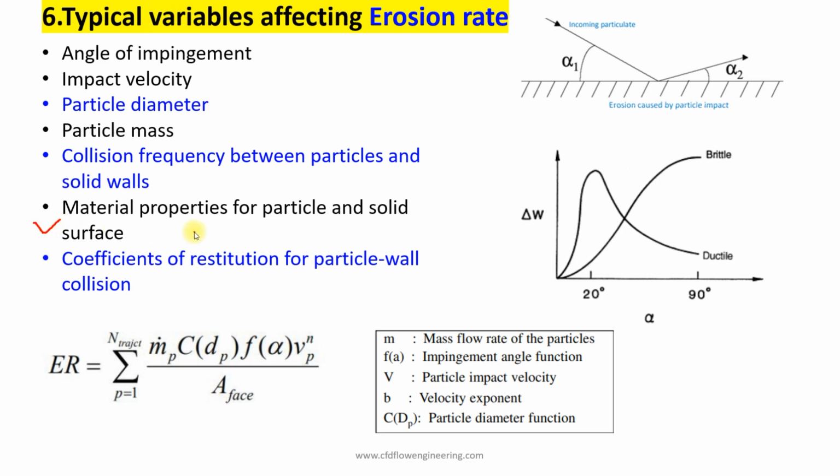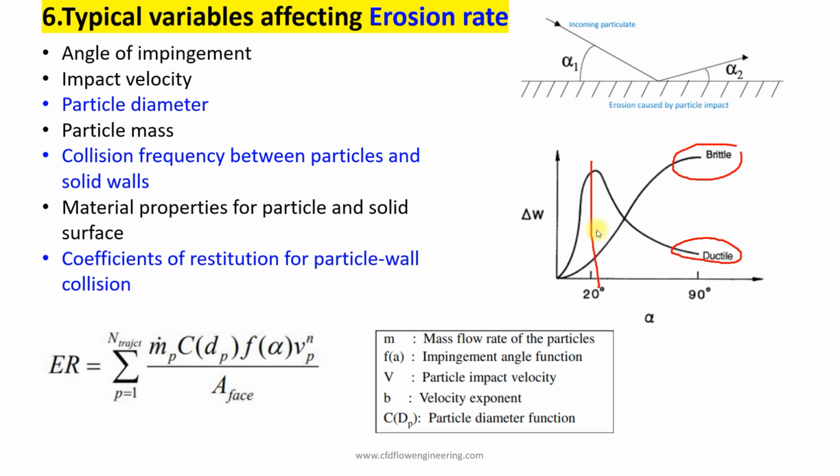Erosion rate also depends on the material properties of the particle and solid surface, like hardness and density, and the coefficient of restitution of the solid particle and collision is also important. The effect of the angle of impingement decides the material removal rate for brittle and ductile material.